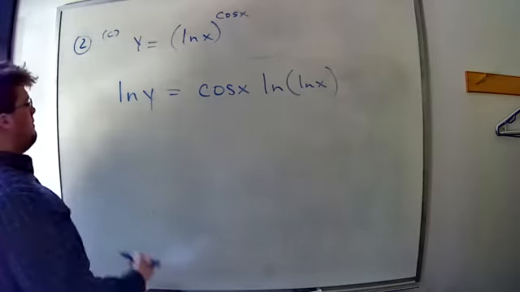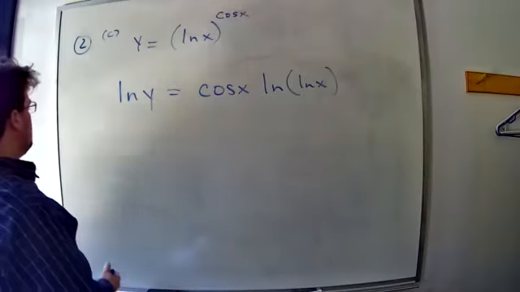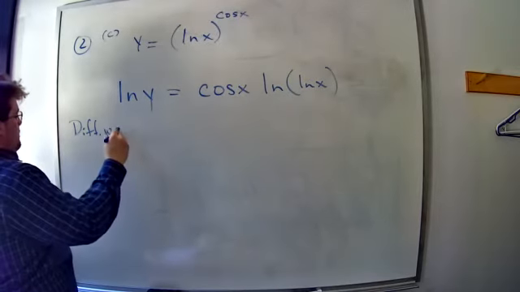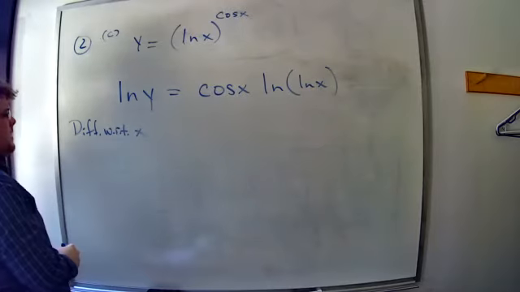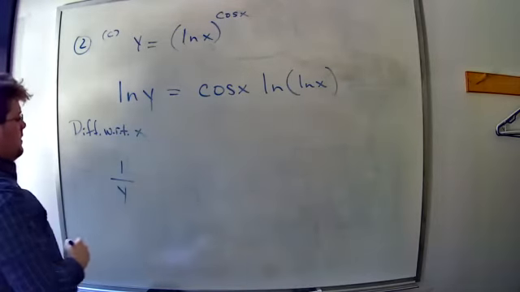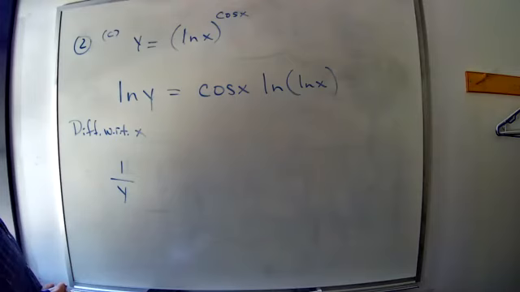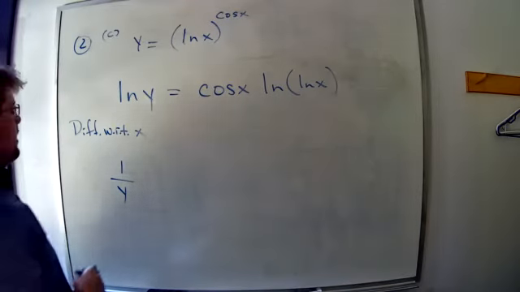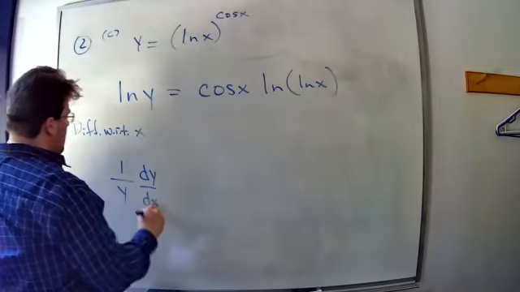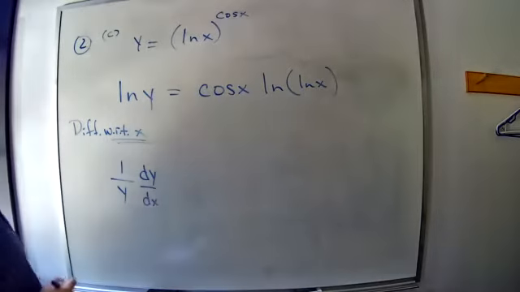Okay. So now we'll differentiate with respect to x. What do we get on the left? Well, we have a y there. We'll treat it as though it were an x, but then apply chain rule, meaning we'll get 1 over y times the derivative of y with respect to x.